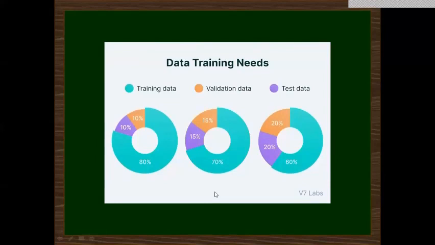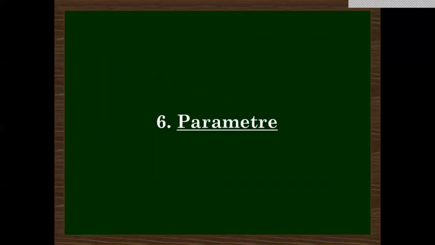Our sixth term is parameter. A model parameter is a configuration variable that is internal to the model and whose value can be estimated from data. They are required by the model when making predictions. Their values define the skill of the model on your problem. They are estimated or learned from data, and they are often not set manually by the practitioner and are often saved as a part of the learned model.